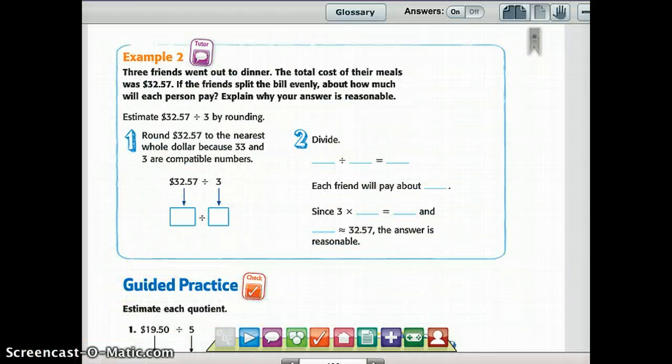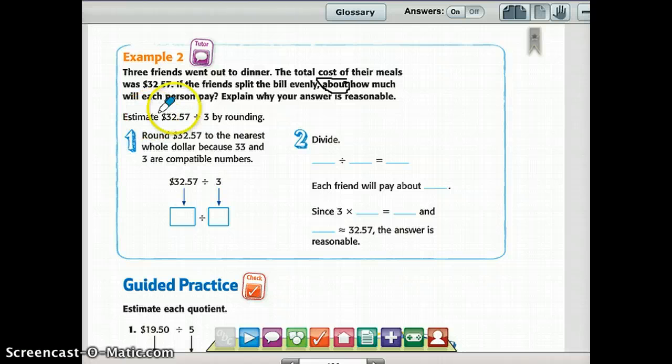Alright, here's another example of that on page 430 in your book. This says that 3 friends went out to dinner and the total cost of their meals was $32.57. If the friends split the bill evenly, about, so there's our keyword about, so I know right then I can estimate. How much will each person pay? Explain why your answer is reasonable.